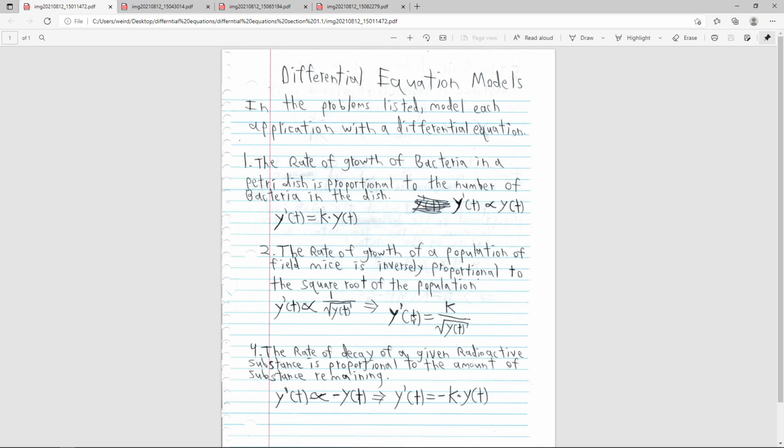When we change this into an equation, we just add in the constant k on top. You multiply the constant k into it. So it's k divided by the square root of y of t. Of course, we have y prime of t equal to all that.